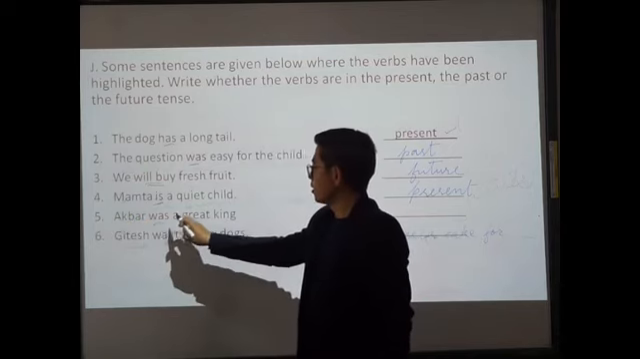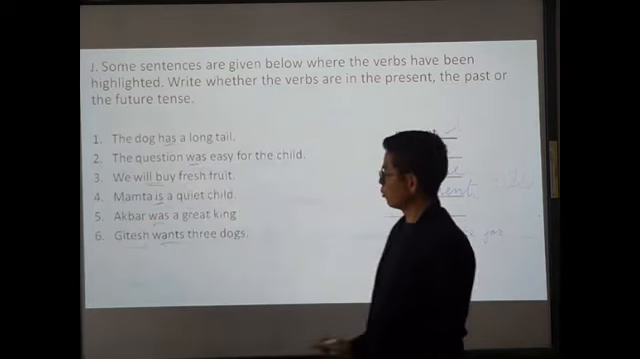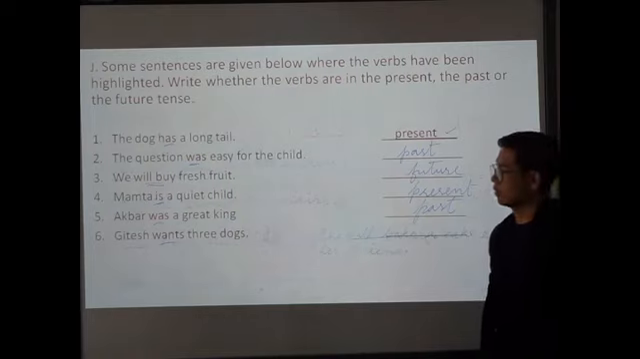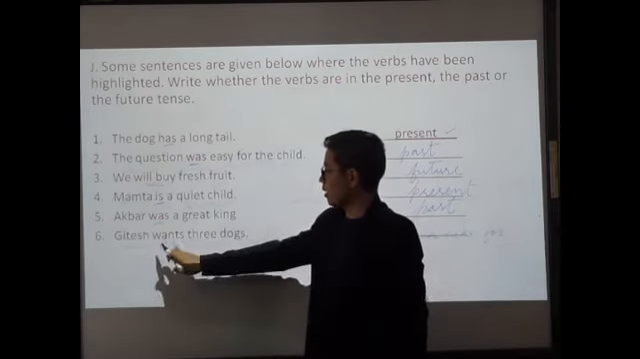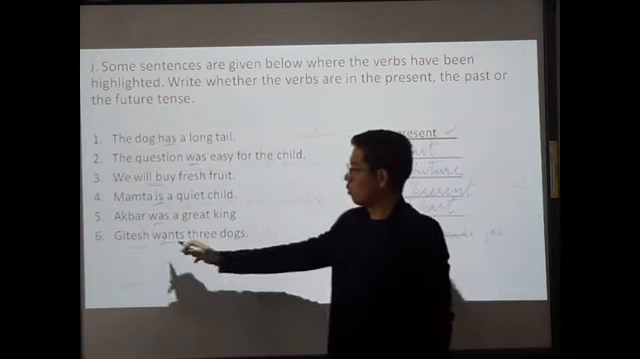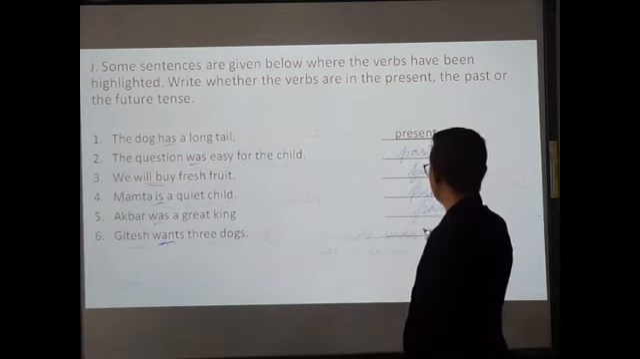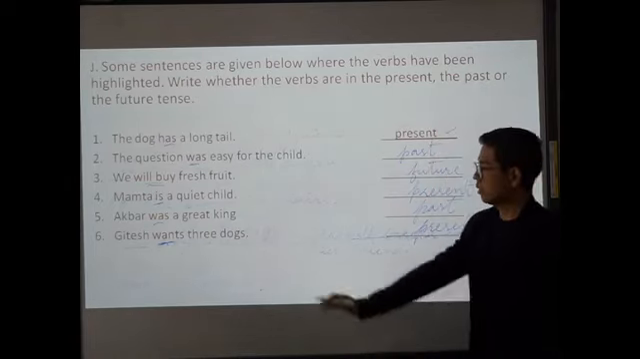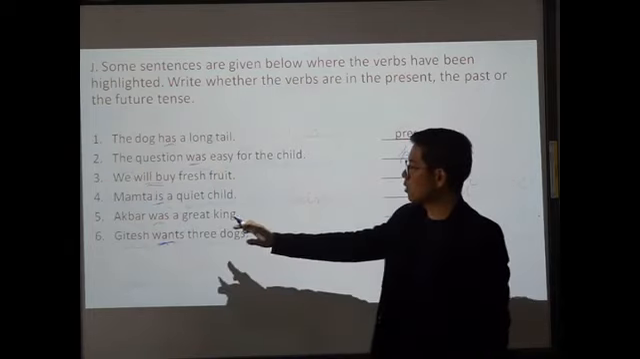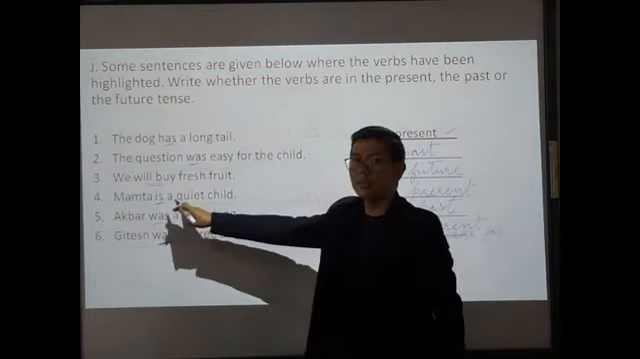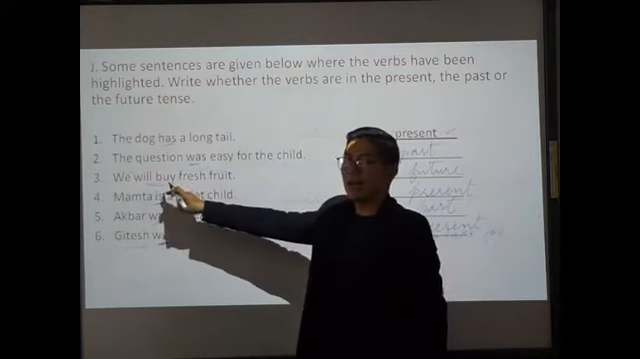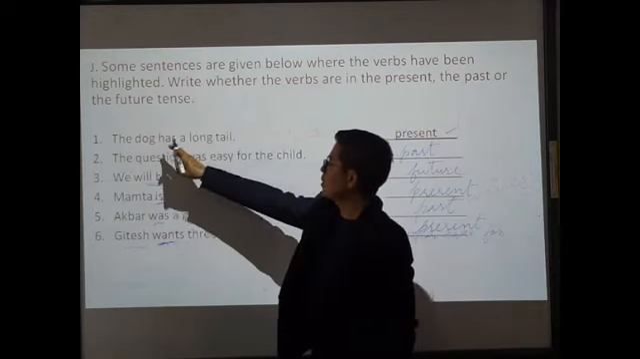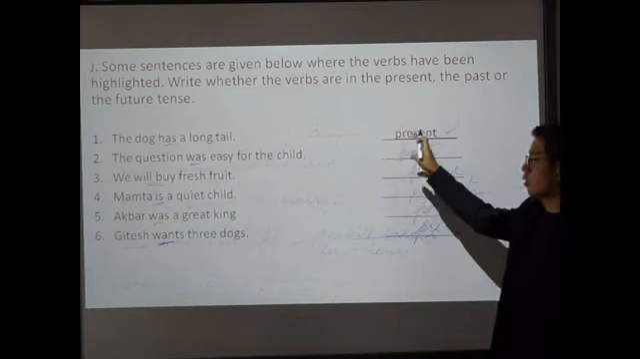Five. Akbar was a great king. We have done this for number 2 also. Was is past. Jidesh wants 3 dogs. Wants is also present. Was past. Is present. Will buy future. Was past. Has indicates present.